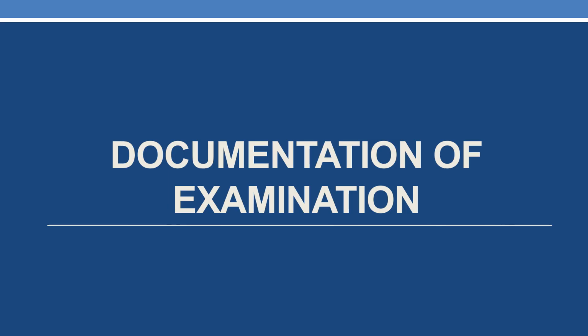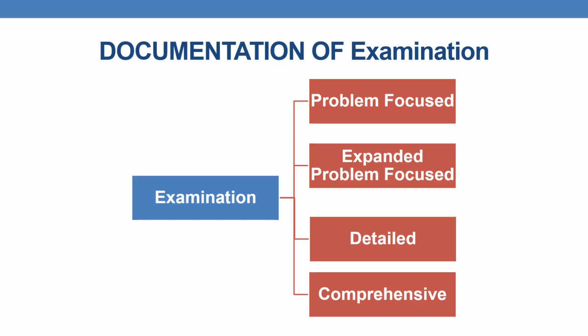Now coming to the second key component of E&M, that is examination. By this we complete the history. Now we are going into examination, which is the second key element of E&M. Examination types are problem focused, expanded problem focused, detailed and comprehensive.